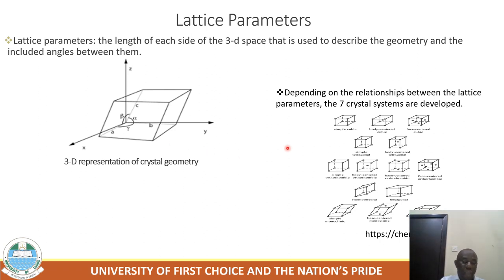For instance, if all the cell edges are equal, we have what we call a cube. Not just a, b, c being equal, all the angles must also be equal, and they must be 90. When you have a equals b, b equals c, such that alpha equals beta equals gamma, and this equals 90, you have a cubic structure like what we have here. And that is how we determine all these crystal systems that we have here.